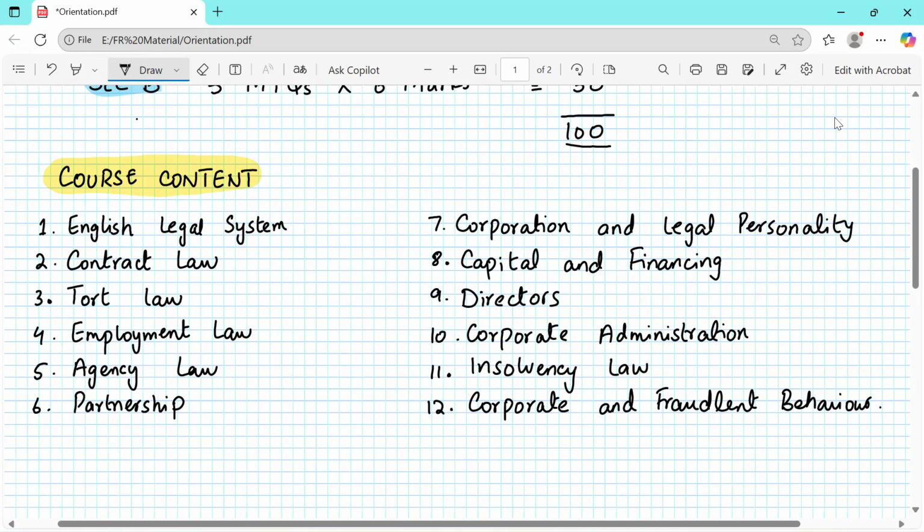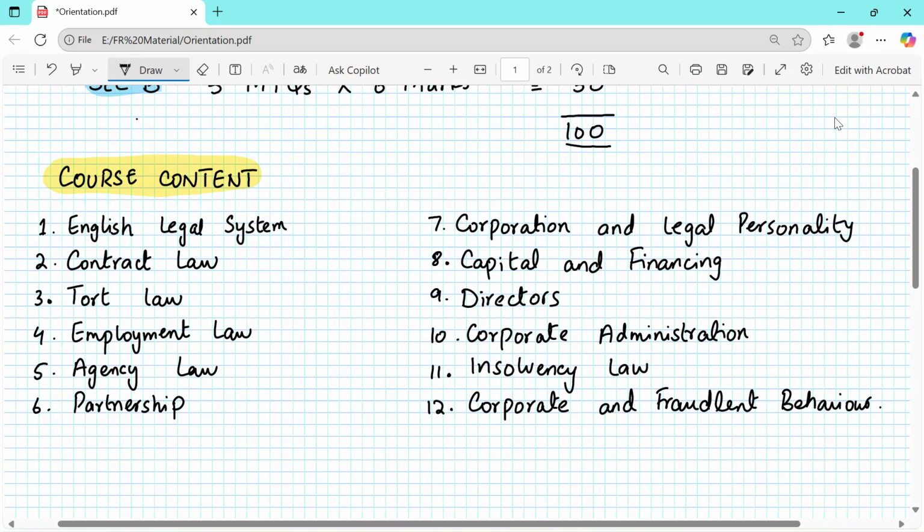Then agency law. In agency law, we'll be discussing the agency relationship. Like many celebrities, let's say they have an agent who does the contract on behalf of them. So he's an agent, the principal is someone else, and the agent is doing the contract with a third party in the name of the principal. Such a relationship is known as an agency relationship. So we are going to talk about the law regarding this agency relationship. Then comes the partnership.